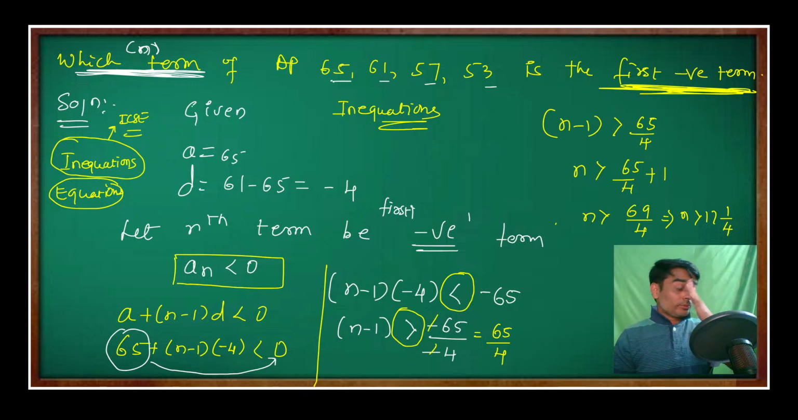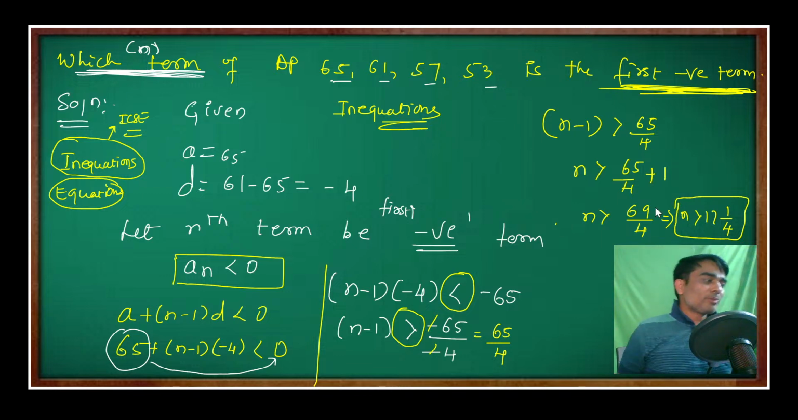17 1 by 4. Okay, now tell me, is this the right answer? Or is there anything else? Just think, focus on this. n greater than 17 1 by 4 means what? Just tell me what is the proper answer of this. Should we stop here or should we go ahead and get the other answer? Tell me, I am waiting. Just put a number in the chat box.